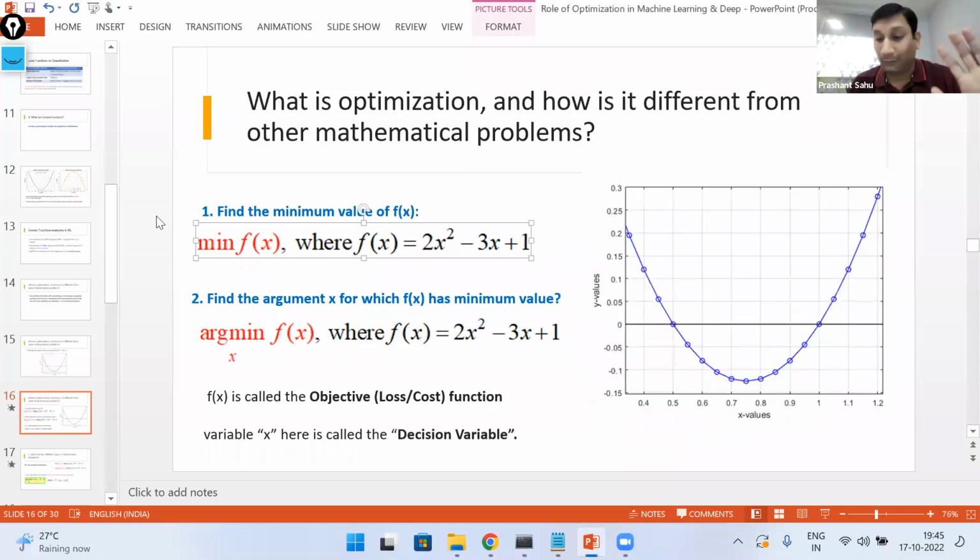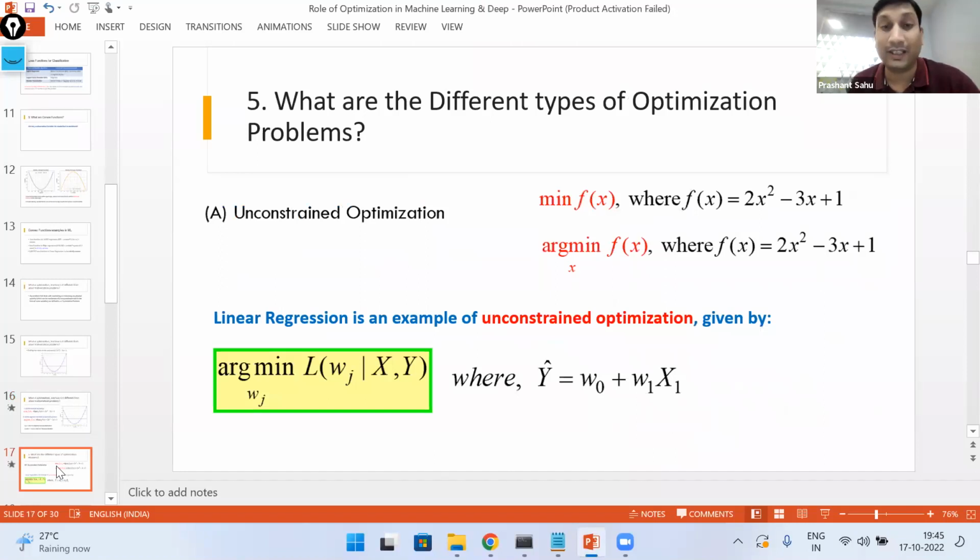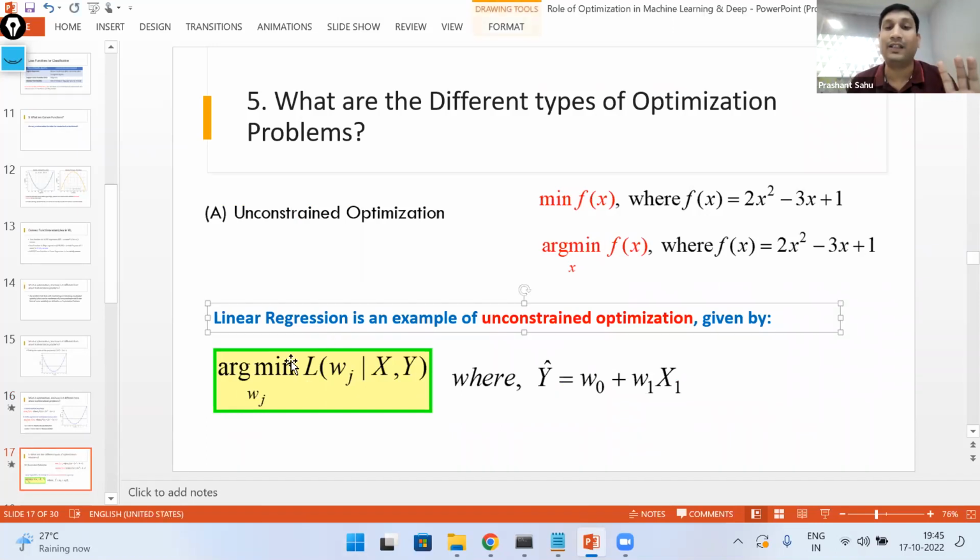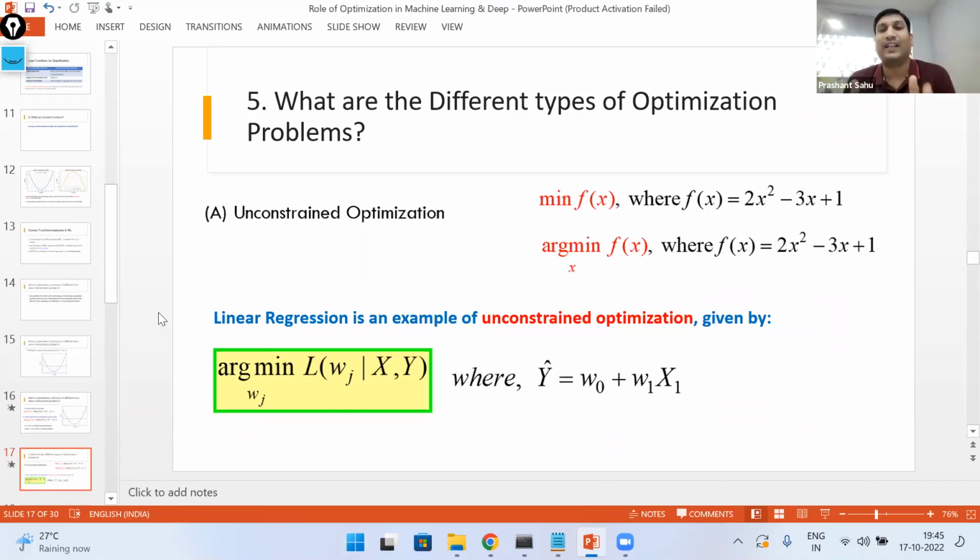I don't want to get into too much mathematical stuff, but the bare minimum things should still be there. So finally, what are the different types of optimization problems? We have constrained optimization and unconstrained optimization. For unconstrained optimization, one example is the case of linear regression. That is exactly what we have been discussing till now. In the case of linear regression, we want to minimize this loss function. What is this loss function?